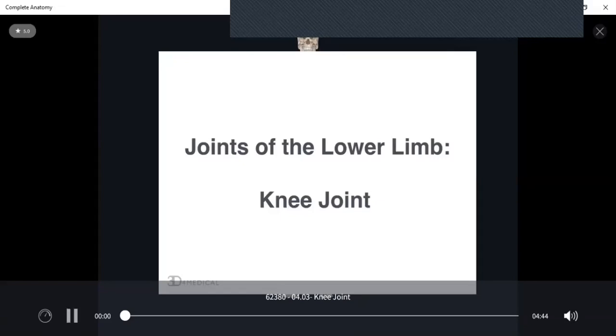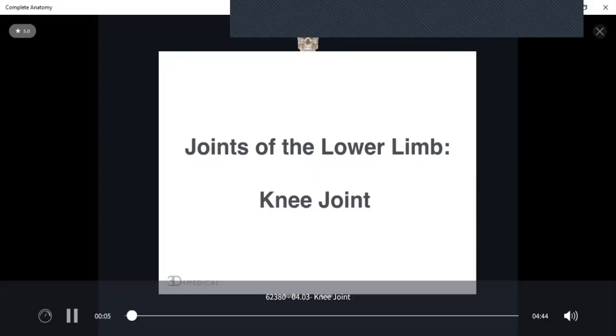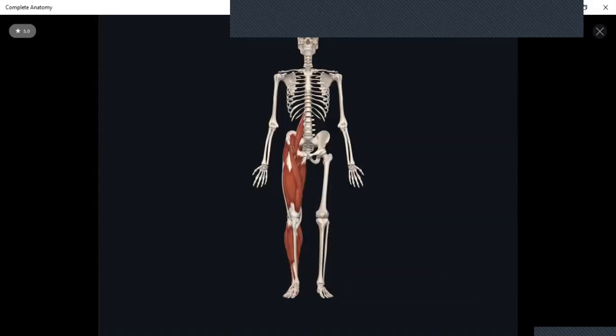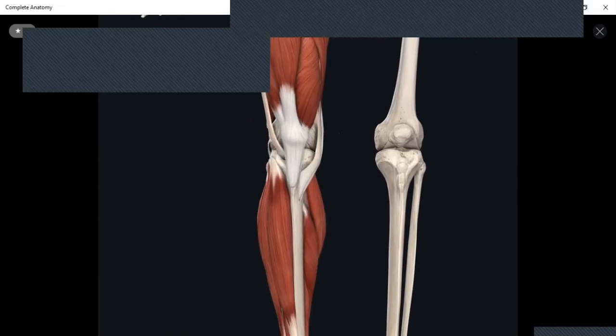Hello, Dr. Carter here. In the last recording, we looked at the first joint of the lower limb proper, the hip joint. Now we will be discussing the knee joint. The knee is the largest joint in the human body, and it's also the most superficial. You can palpate almost the whole thing.